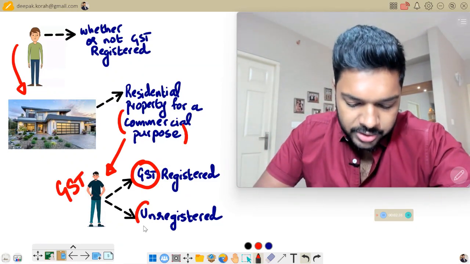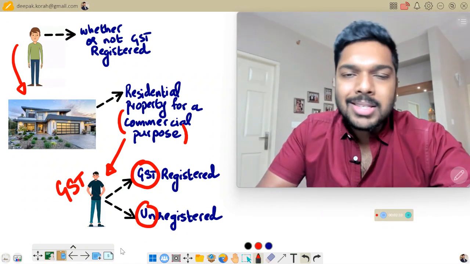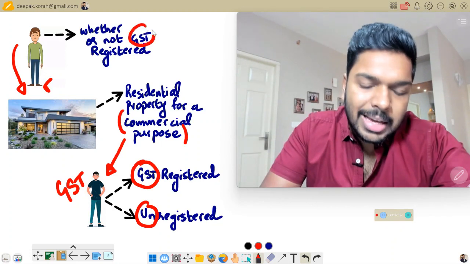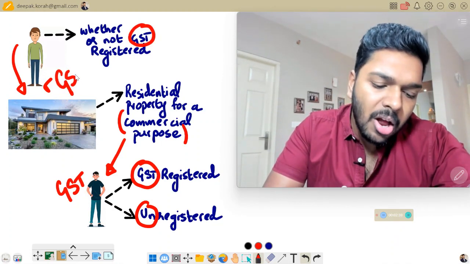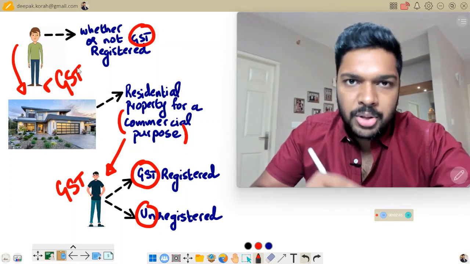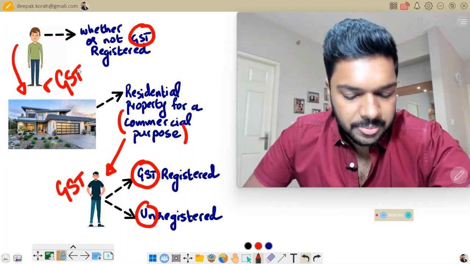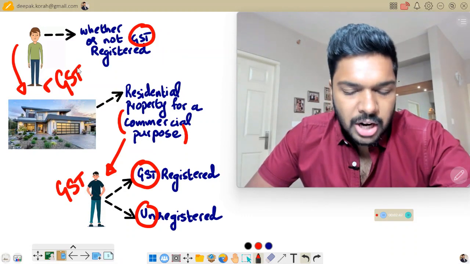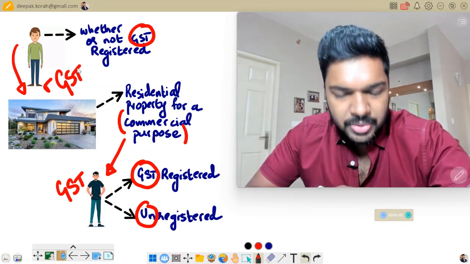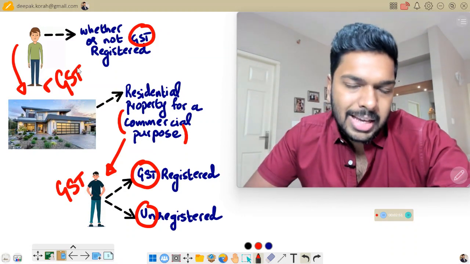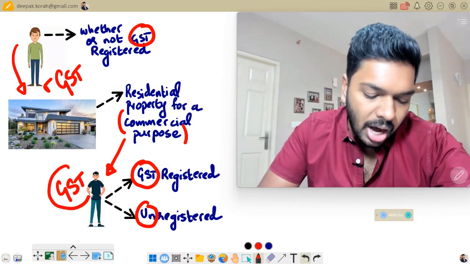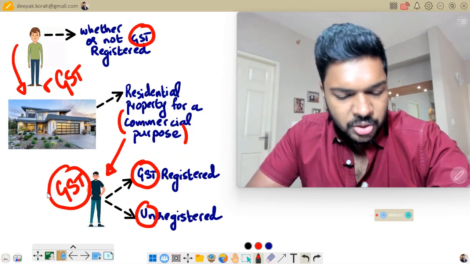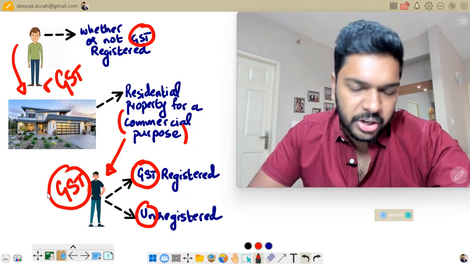Now suppose he is unregistered, then you have to go back and see the status of the landlord. If he has obtained a GST registration, then he would be the person liable to collect GST on this transaction from the tenant, because the tenant in this case is unregistered. So as long as the property is a residential property used for a commercial purpose and the tenant is a registered person, then he would be the person liable to pay GST on RCM or reverse charge mechanism basis. So this was the situation which changed after July 2022.